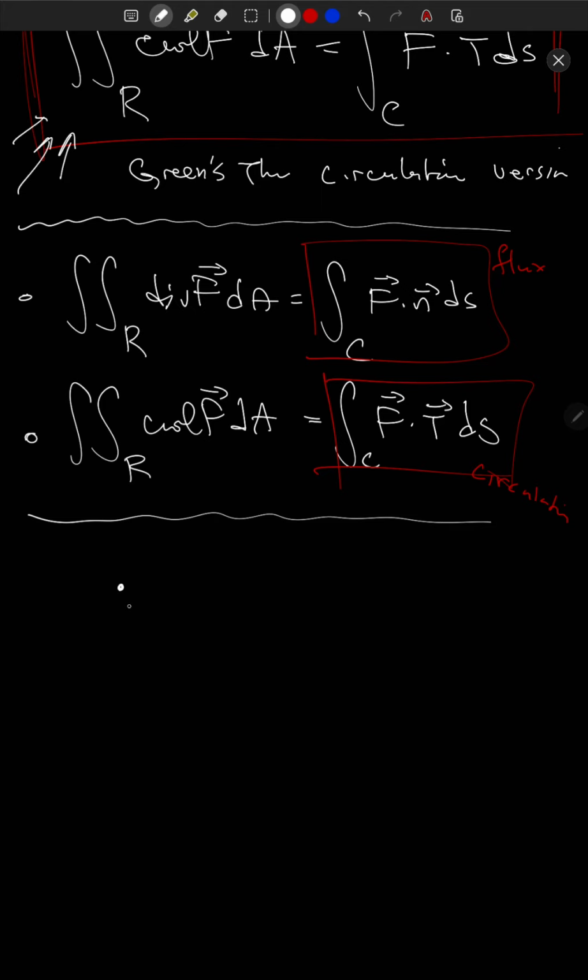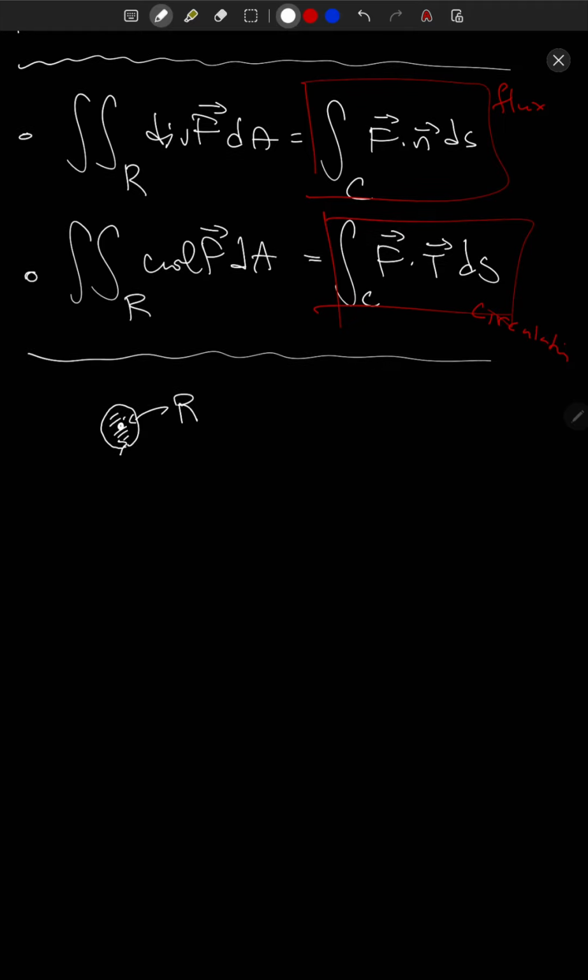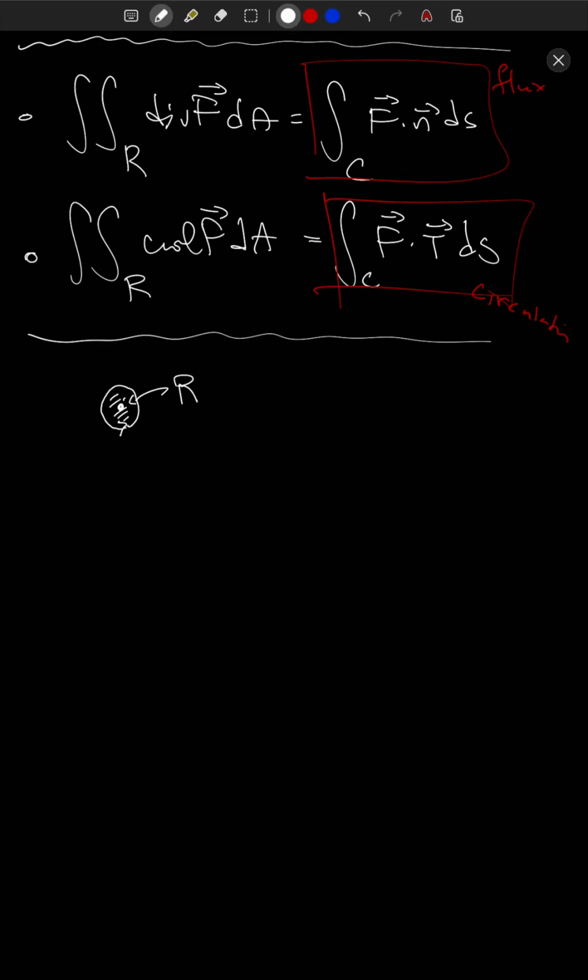Now imagine I take just a nice simple circle like this as my curve, and the region I'm going to be concerned with right now is just the region inside this tiny little circle. Certainly Green's theorem is true for both of these for this particular region. If I look at the flux version, I have the double integral over this region, divergence f dA, is equal to how much stuff is moving out of this region across the circle.